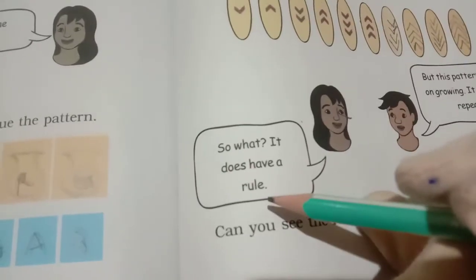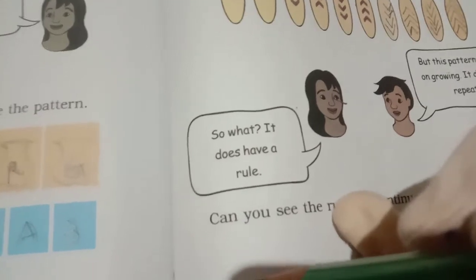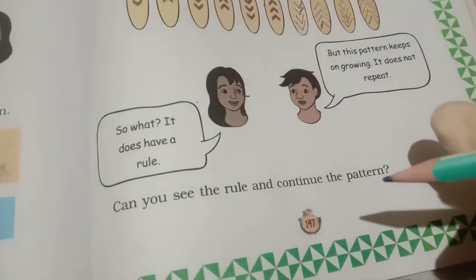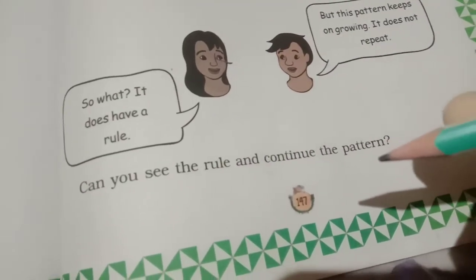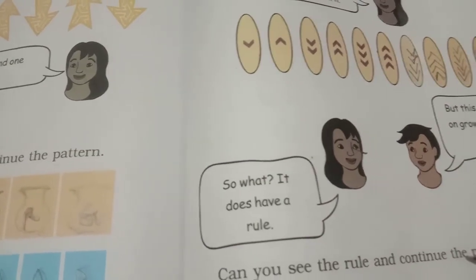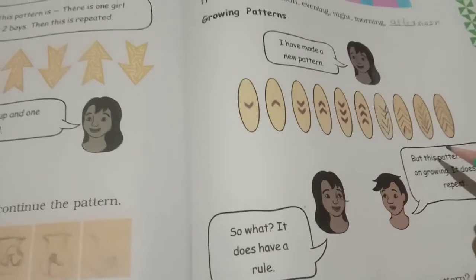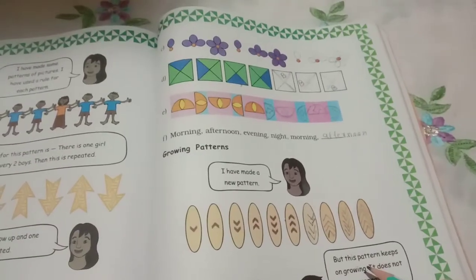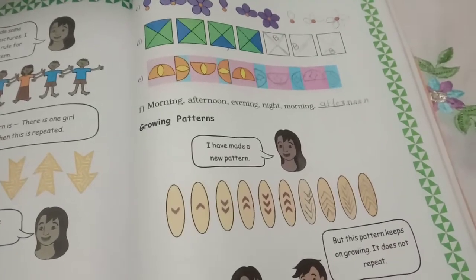Now it does have a rule. Can you see the rule and continue the pattern? So okay, next period we have to do more. Okay, this file I will send in PDF. Thank you children.